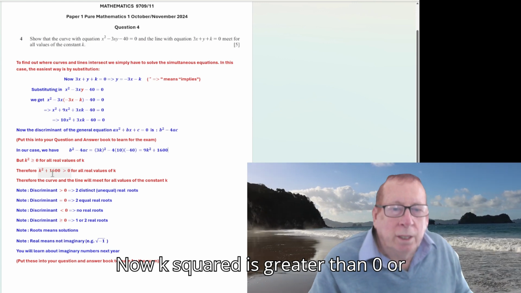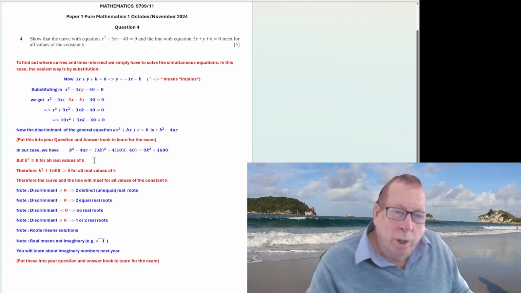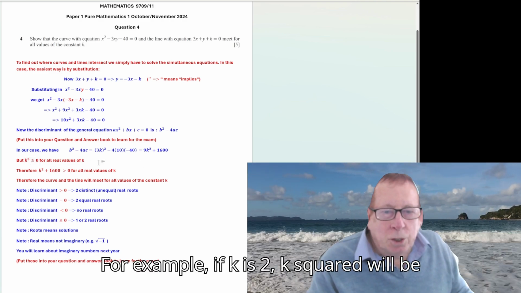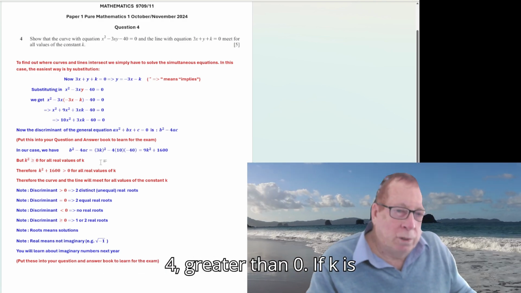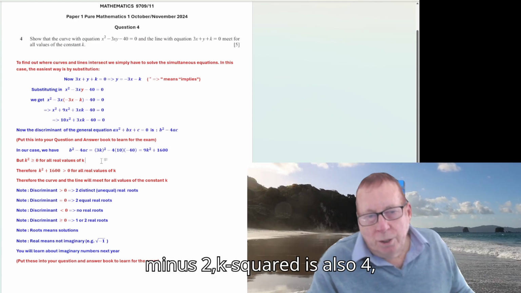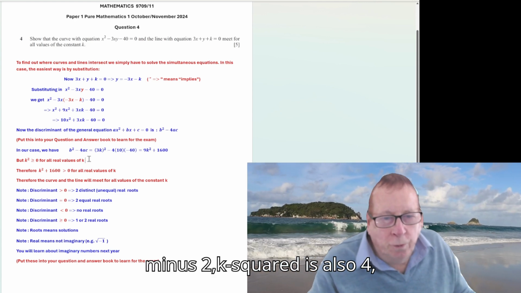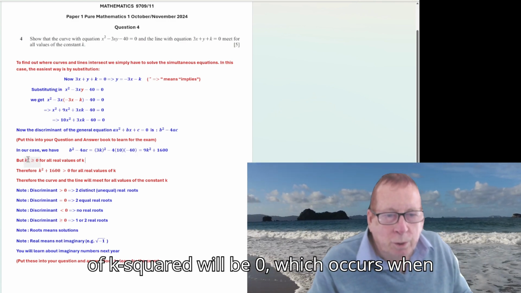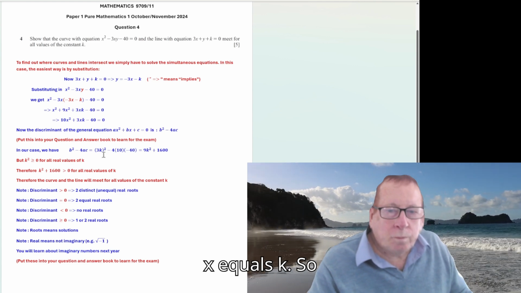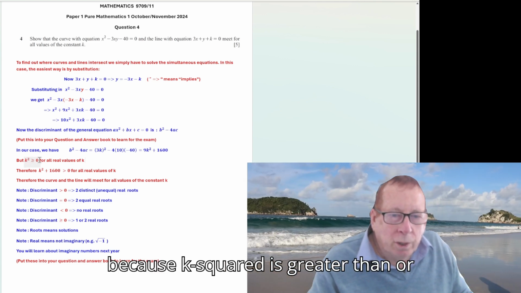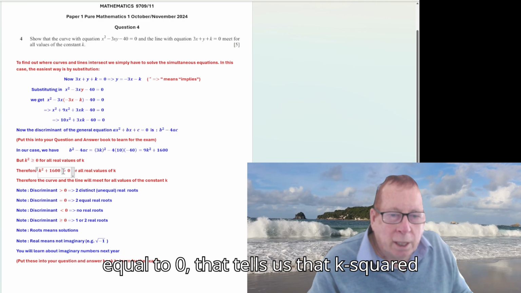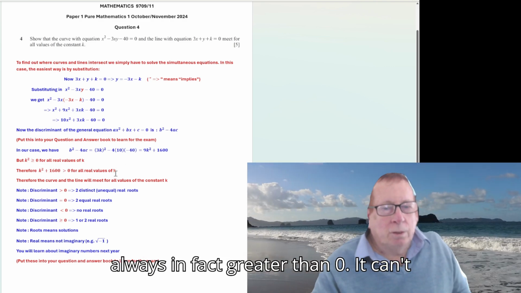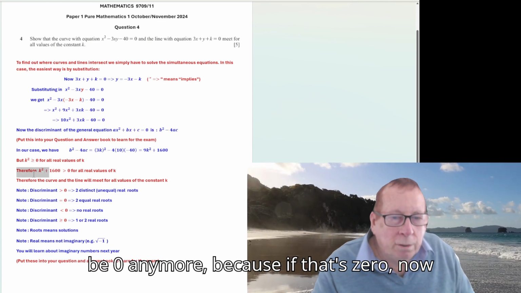Now k squared is greater than or equal to 0 for all real values of k. For example, if k is 2, k squared will be 4, greater than 0. If k is minus 2, k squared is also 4, still greater than 0. So the least value of k squared will be 0, which occurs when k equals 0. Because k squared is greater than or equal to 0, k squared plus 1600 is even bigger. So it's always in fact greater than 0. It can't be 0 anymore, because if that's 0, now you've got 1600.